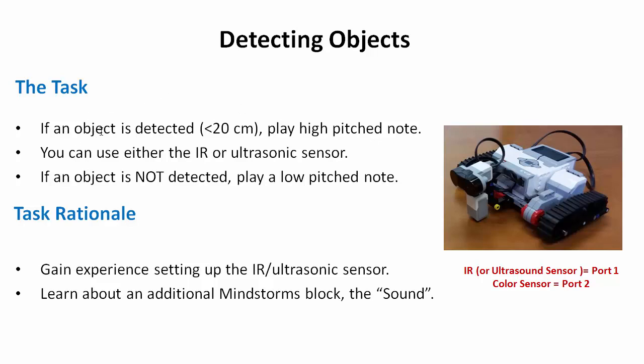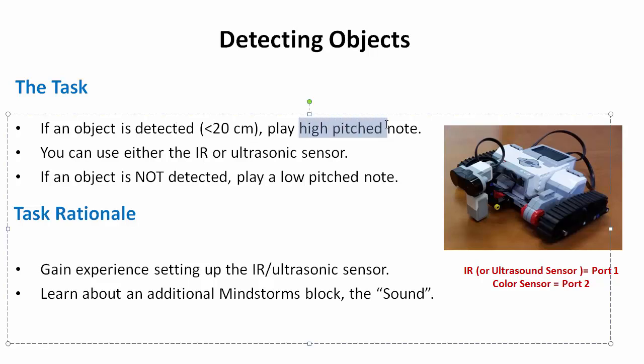And what we want to do is put an object in front of the tracker, and see how we can use the IR sensor to detect it. We want to use the IR sensor as a true-false reading. We're going to program it to have a threshold where we say, if you see an object less than this distance away, I want you to do something. We're going to play a high-pitched note, and then if there's not an object detected, play a low-pitched note.